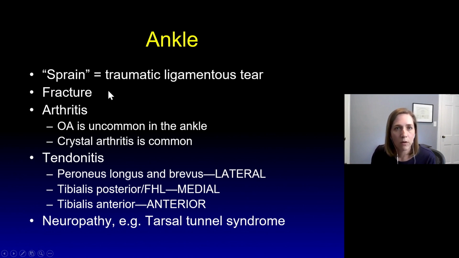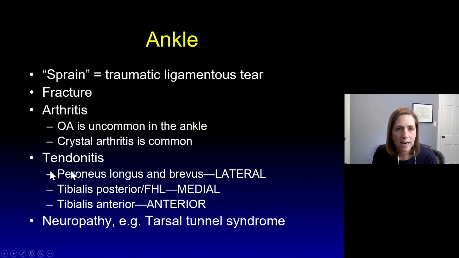Moving down to the ankle. Sprains are quite common in the ankle, this traumatic ligamentous tear I mentioned before. Fracture is something to think about. Osteoarthritis is pretty uncommon unless there's a history of repetitive injury to the ankle. Crystal arthritis is pretty common. That would be hot, red, swollen.